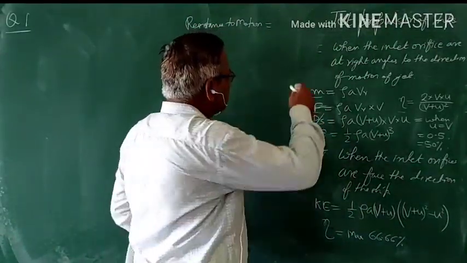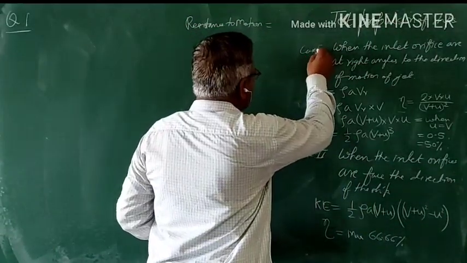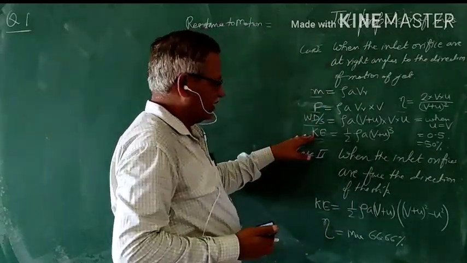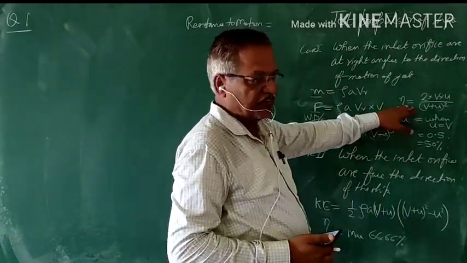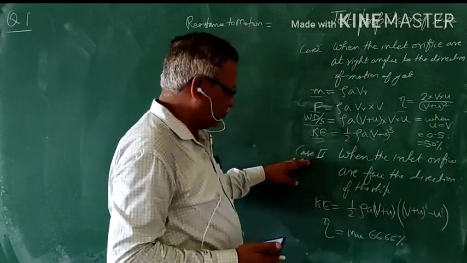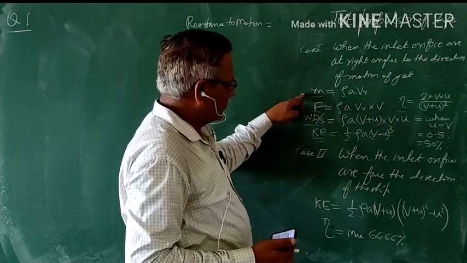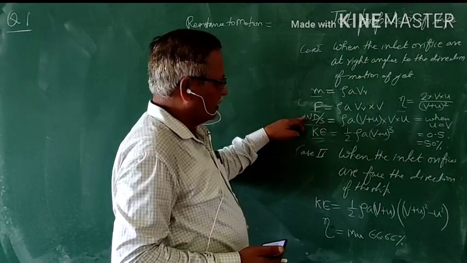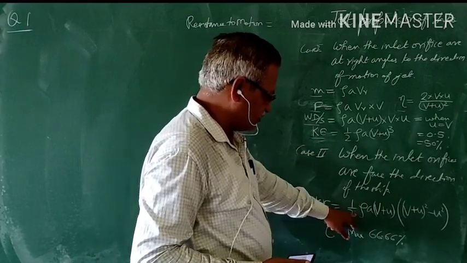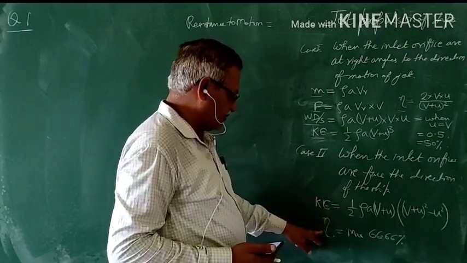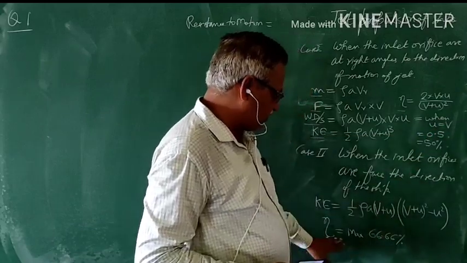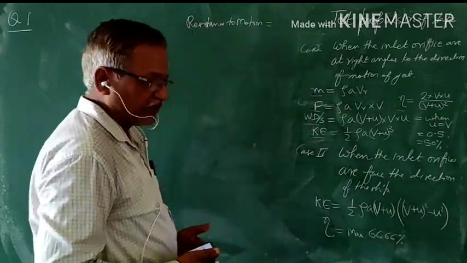In case 1, mass flow rate, force, work done, kinetic energy supplied, the efficiency formula, and the maximum possible value. In case 2, the mass flow rate, force, work done are the same, only the kinetic energy supplied is changed to this value, and the maximum possible value when U equals V is 66.6%.